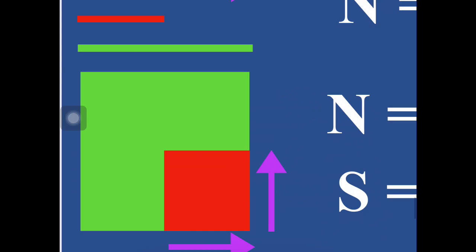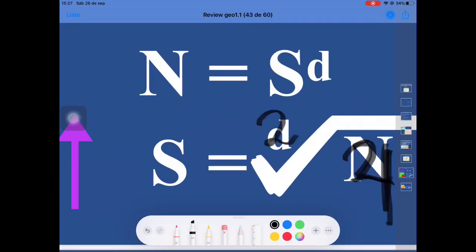Well, always remember, if I'm going to write it here, the number of copies is 4, not 2. The number of copies is 4, the dimension is 2. So what is the square root of 4? Well, then the scale is 2, yes? That is a nice way of solving these problems. Just remember that the d root of n is going to give you the s.